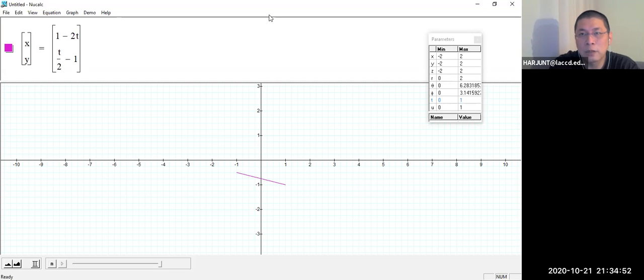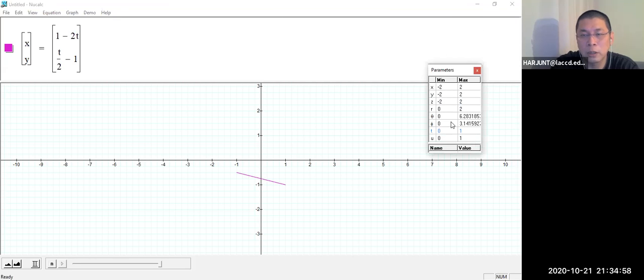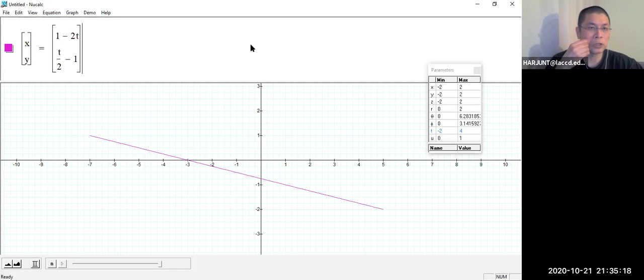Thomas, that graph doesn't look like what we had earlier. Oh yeah, that's right, because it has something to do with the parameter here. You see the parameter t is only from 0 to 1, right? We want the t to be from -2 to 4. So I will change this to -2 and this one here to 4. That's what it looks like.